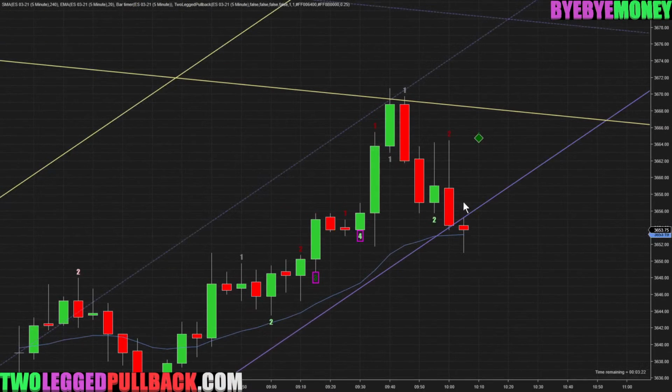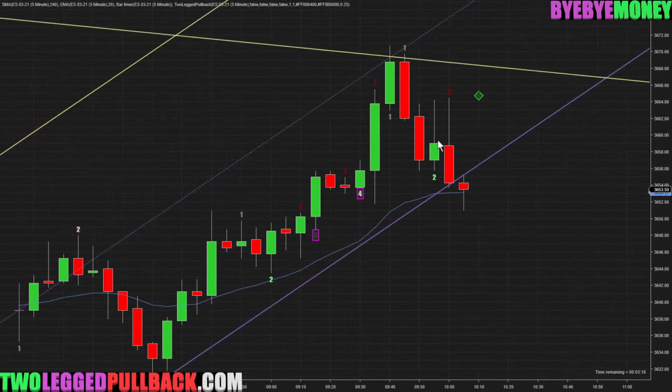Is this market teasing me here? If this gives me a good signal bar, this almost might be too tempting to pass up. Let's see the signal bar here on the 5-minute.